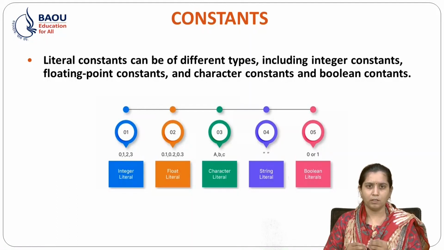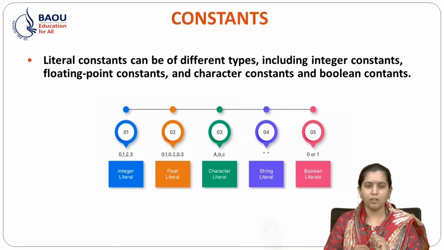Floating point constants. Floating point constants are used to represent real numbers with fractional parts. They can be specified using decimal notation or exponential notation. A decimal floating point constant consists of digits with a decimal point, while exponential floating point constants include a decimal part and an exponent part represented by small e or uppercase E.